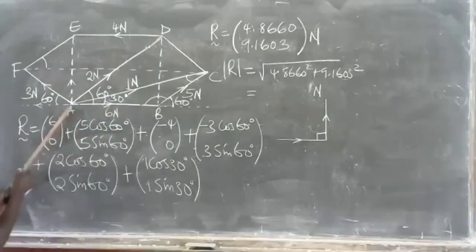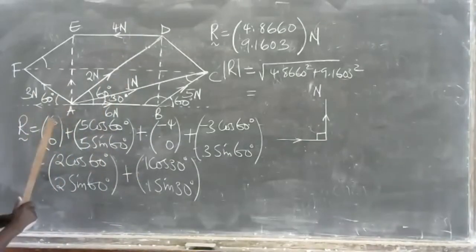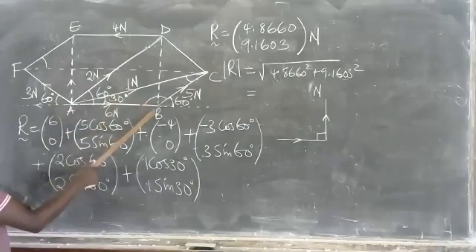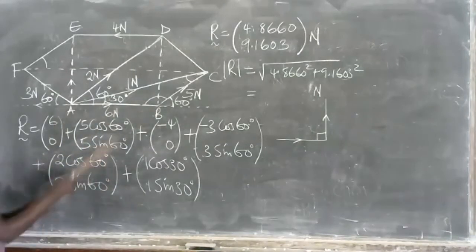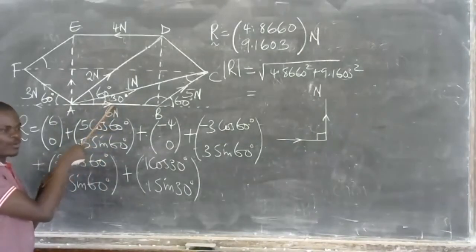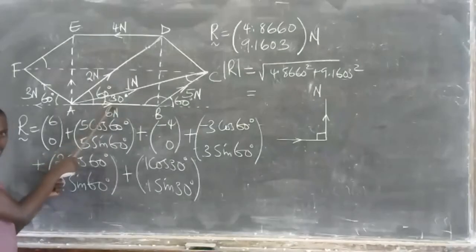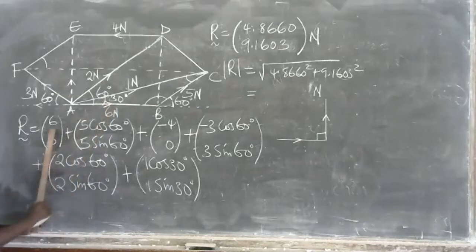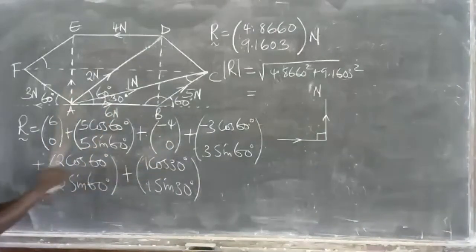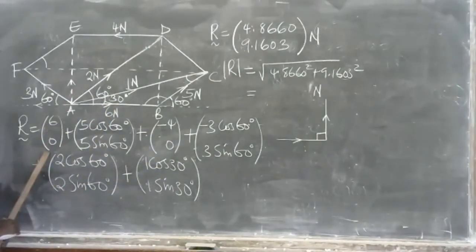Okay, that is fine. So this is the hexagon A, B, C, D, E, F. So the forces have been given. They gave 6 newtons along AB. Now to resolve the 6 newtons along AB, AB is horizontal, which means it has X in the positive direction. That's why it is 6, 0.